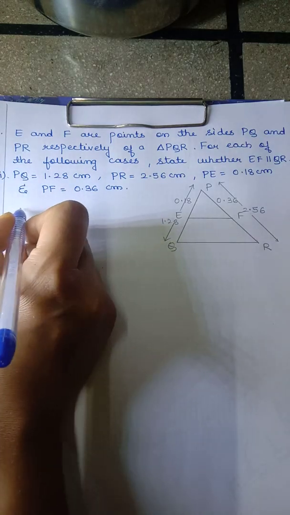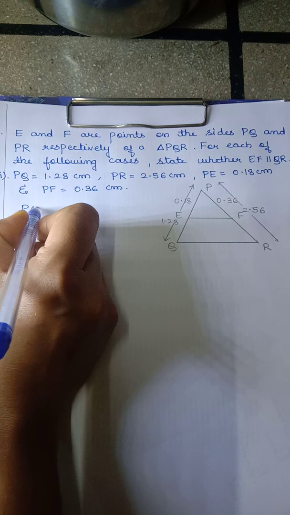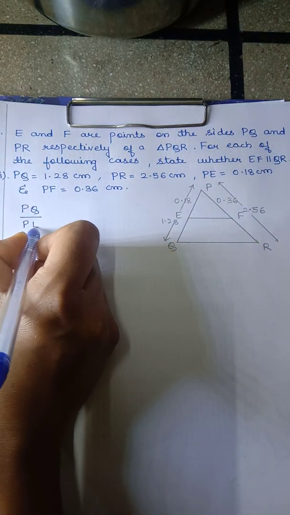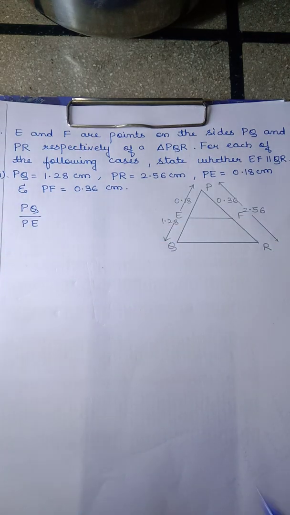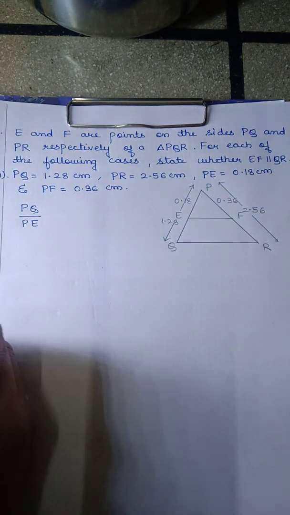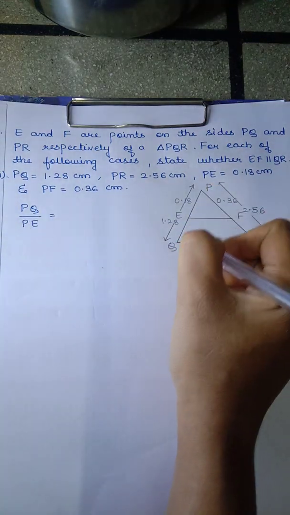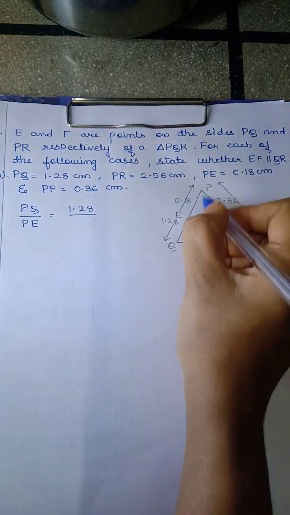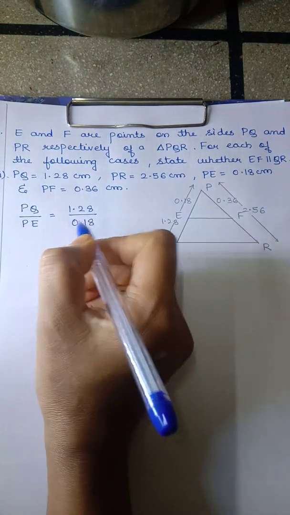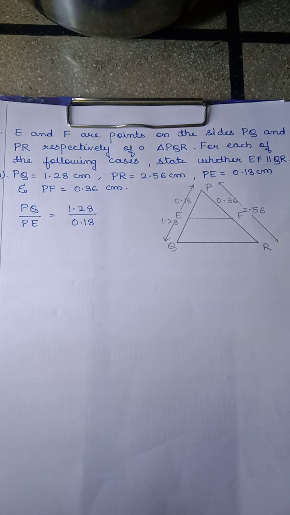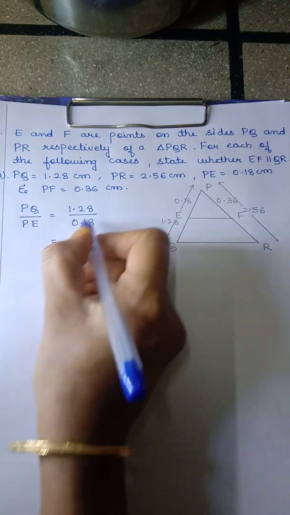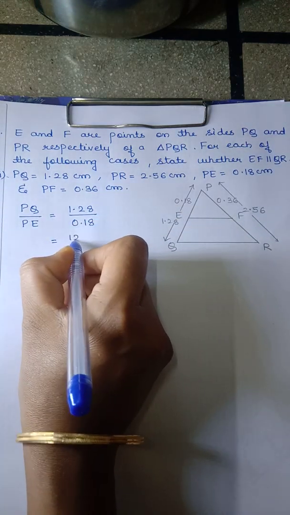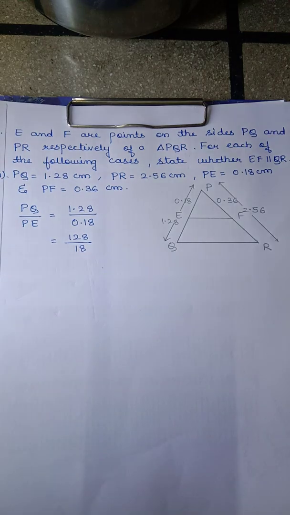So right now here, firstly we'll find the ratio of PQ divided by PE. Even that way you can take. Now PQ is nothing but 1.28 divided by PE. PE is nothing but 0.18. Now, on both the sides, if you want to take out the decimal point, you have to multiply by 100. So you will get 128 divided by 18.